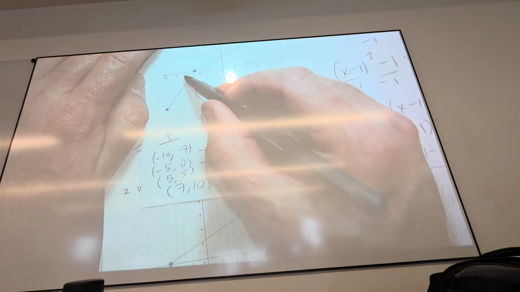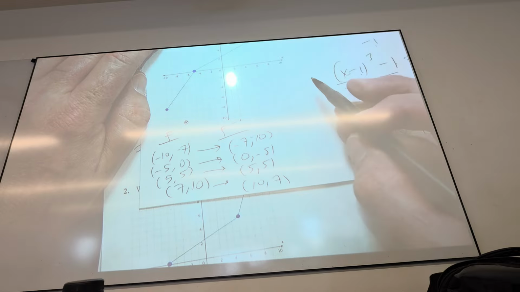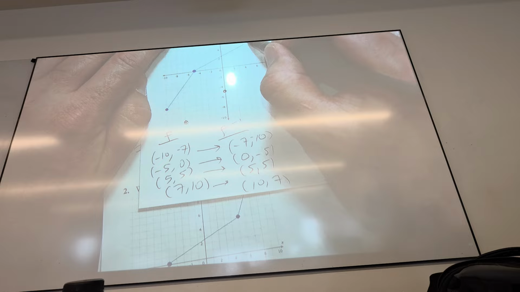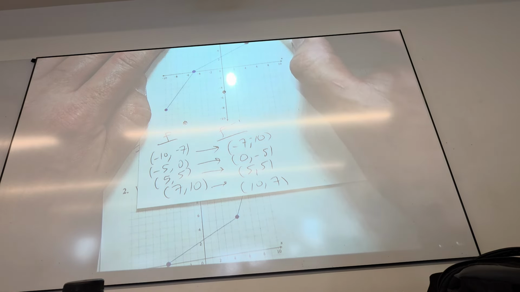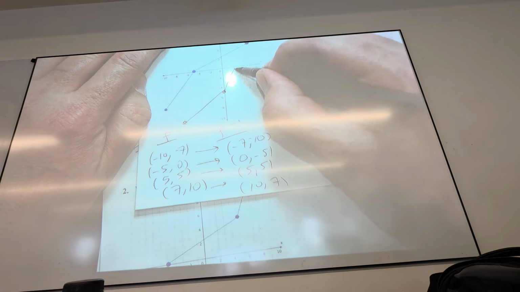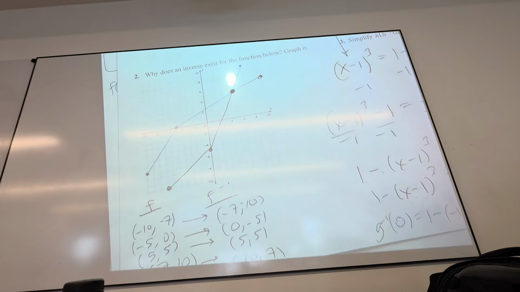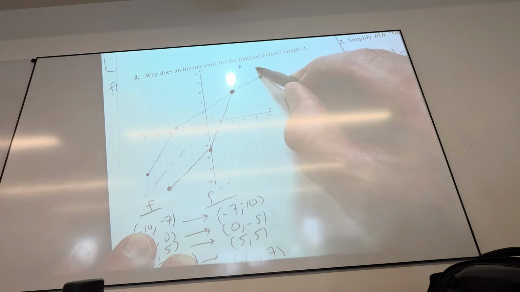So -7, -10, 0, -5, 5, 5. That's where it touches the mirror. 10, 7. There's my bug. Look at my bug. Okay. And you can see the y = x line is the mirror again.